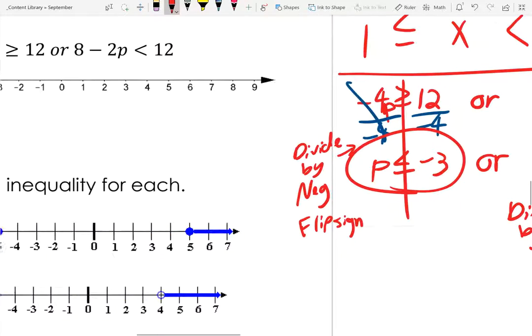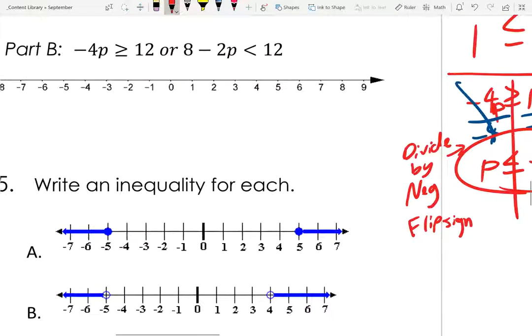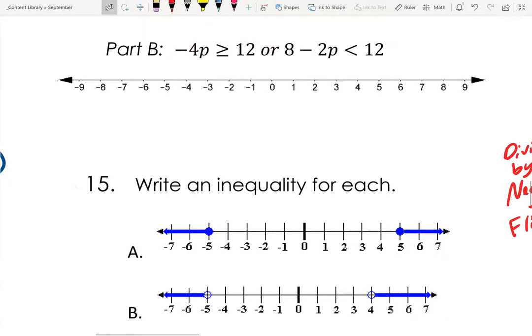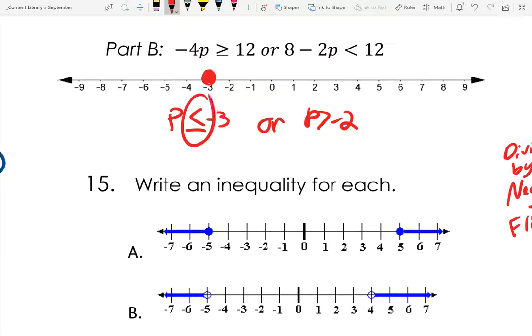So now we have to graph it. Our answer is p is less than, I'm sorry, less than or equal to negative 3, or p is greater than negative 2. So when we graph it, we have a closed circle at negative 3 because it's less than or equal to. Now less than is to the left: negative 4, negative 5, negative 6. All these numbers are less than negative 3. So we would shade in that entire left side.